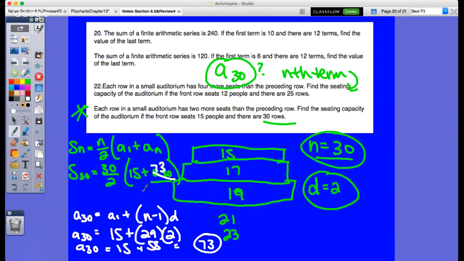So we've got 88 times 15. And when I do that, once I plug it in, that equals 1320. Cool. This is equal to 1,320 seats.